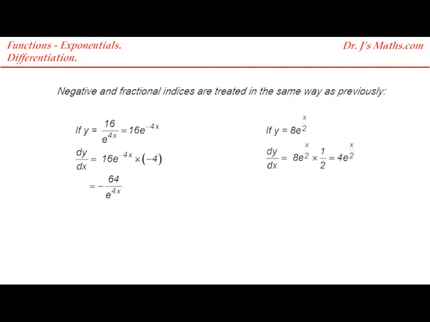If we have y is equal to 8e to the x upon 2, then dy/dx is going to be, rewrite the 8 as decoration, rewrite the e term, the exponential term, e to the x over 2, and then multiply by the derivative of the index, which is a half, so we have 4e to the x over 2.